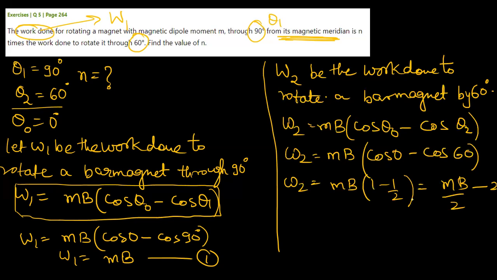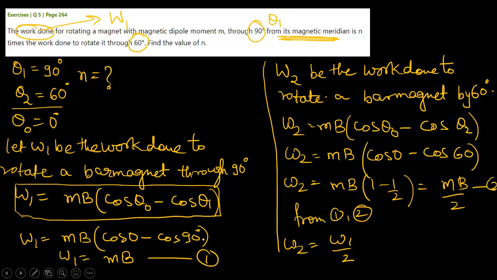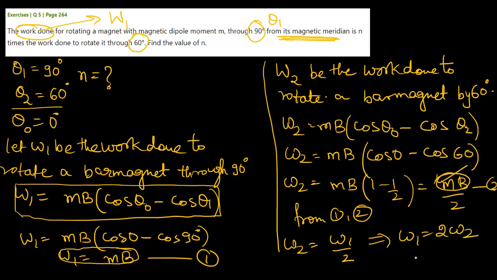Let this be equation 2. From 1 and 2, I can write W2 equal to W1 upon 2. Why? Because if you see here, MB is W1. Since MB is W1, I can rewrite MB over here as W1. Here I'm substituting W1. So what do I get? W1 equal to 2 times W2. So what is the N value? W1 equal to N times W2. So N is 2. The value of N is 2, twice.